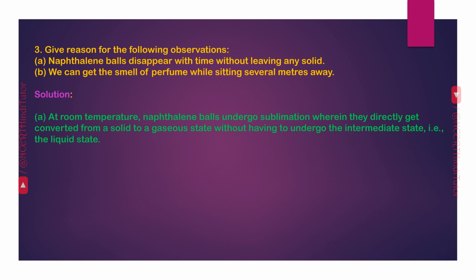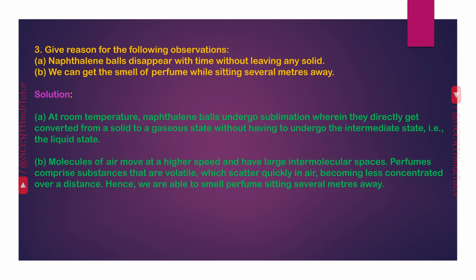B. We can get the smell of perfume while sitting several meters away. Answer. Molecules of air move at a higher speed and have large intermolecular spaces. Perfumes comprise substances that are volatile, which scatter quickly in air, becoming less concentrated over a distance. Hence, we are able to smell perfume sitting several meters away.